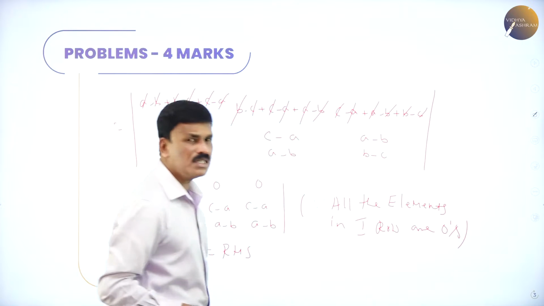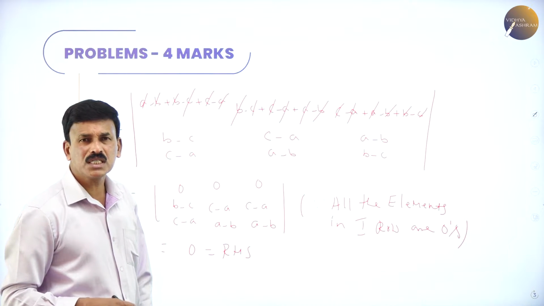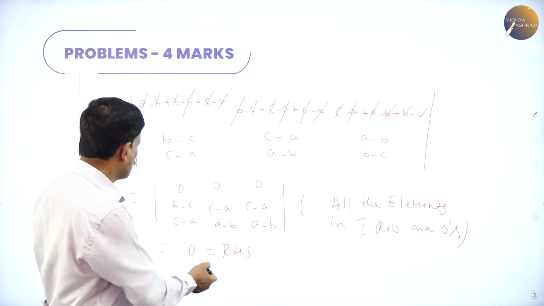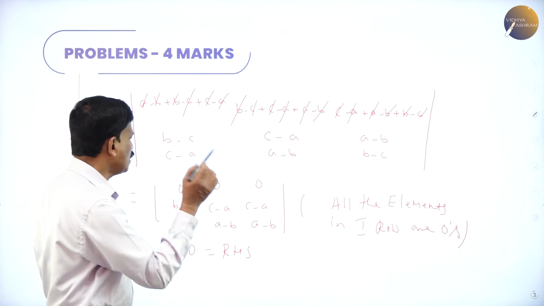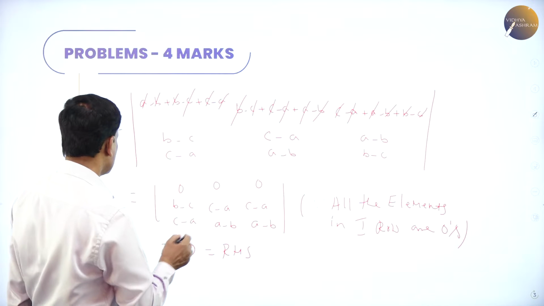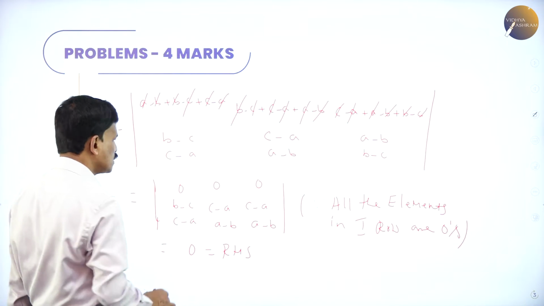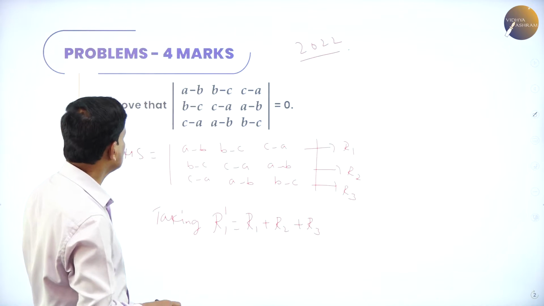So if all the elements in a row or column are zeros, then the value of a determinant is equal to 0. Since all the elements in the first row are zeros, therefore the value of the determinant is equal to 0. That's it. This is how we are going to solve this determinant. Okay, let me explain once again.